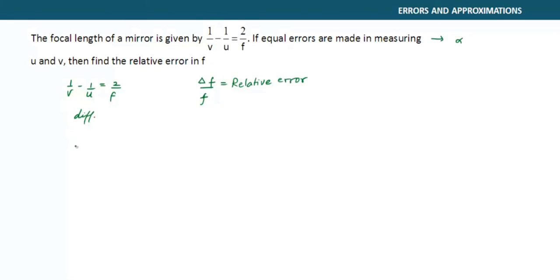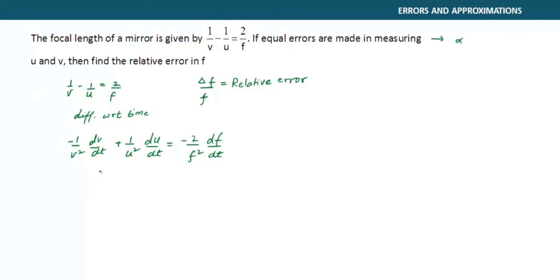So if you start differentiating with respect to, let's say, time. Okay, we can differentiate with respect to any variable. Don't worry about this fact. So this will be what? Minus 1 by V square dV by dt. This will be minus minus plus 1 by U square. What will it become? Yes, dU by dt, and this will be what? Minus 2 by F square dF by dt.